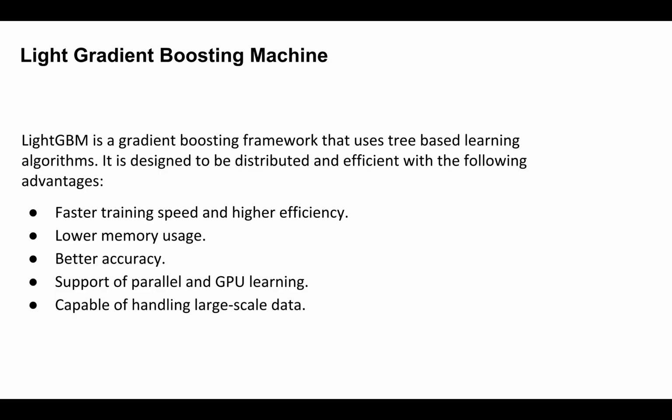Then we will introduce the light gradient boosting machine. LightGBM is a gradient boosting framework that uses tree-based learning algorithms. It is designed to be distributed and efficient with the following advantages: faster training speed and high efficiency, lower memory use, better accuracy, support for parallel and GPU learning, and capability of handling large-scale data.